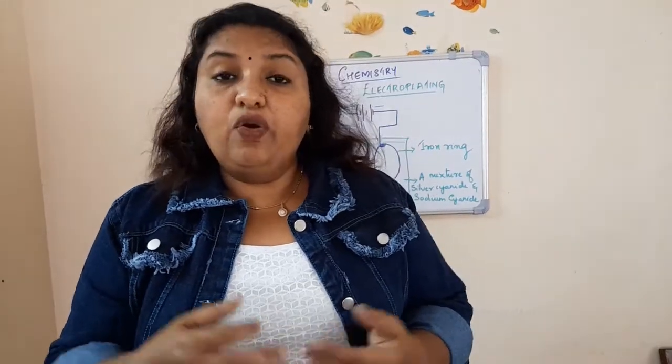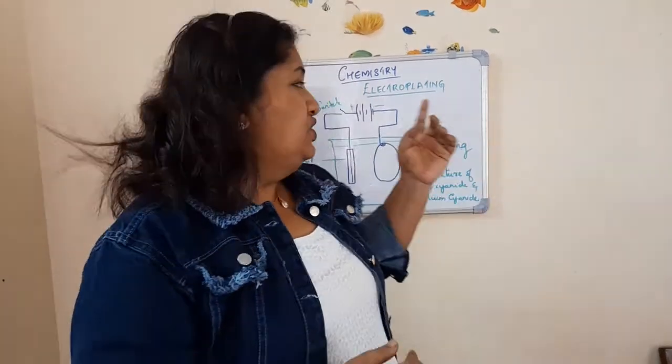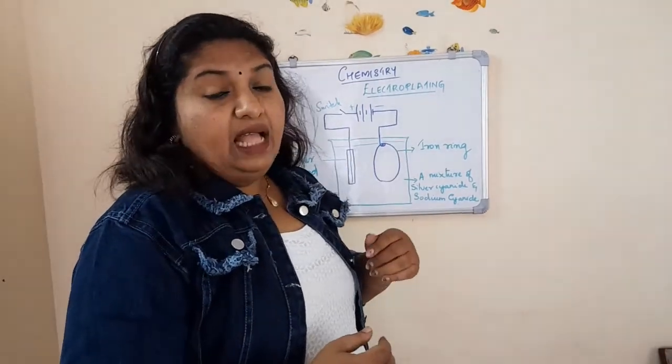Beautiful bangles, necklaces, etc., are completely covered with gold. So what is that technique? How do they do that? We are going to study how one metal can be coated over another metallic object. That process is known as electroplating. The coating of one metal over another metallic object with the help of electricity is known as electroplating.